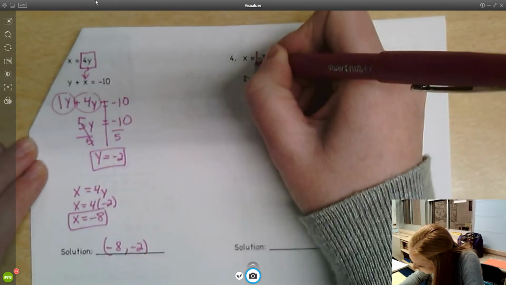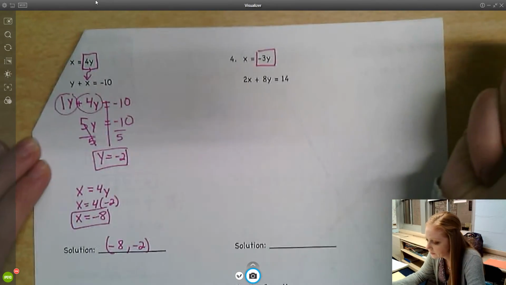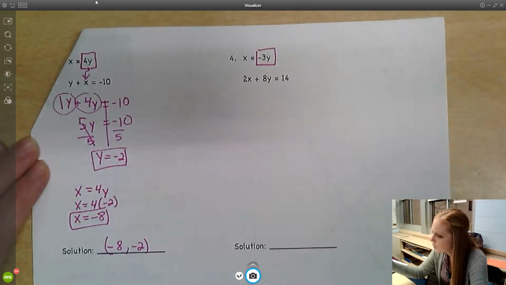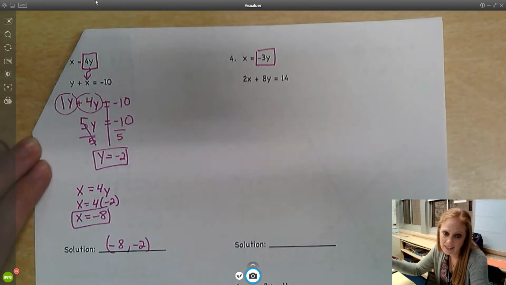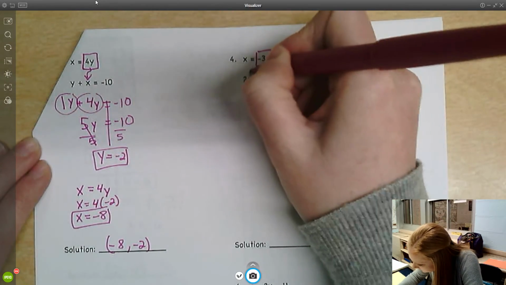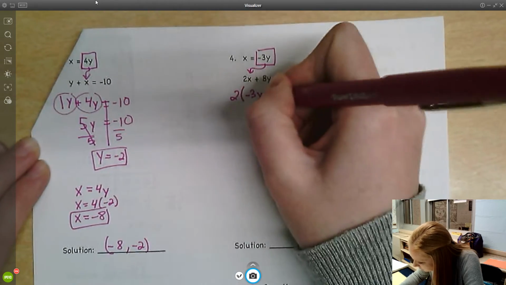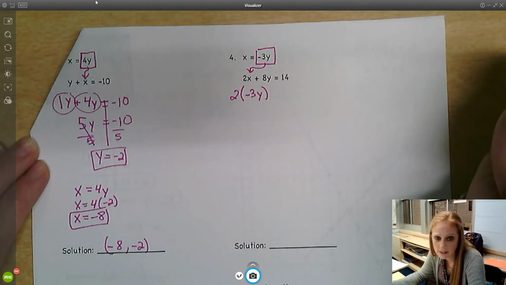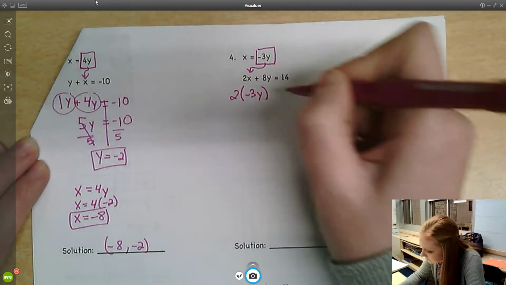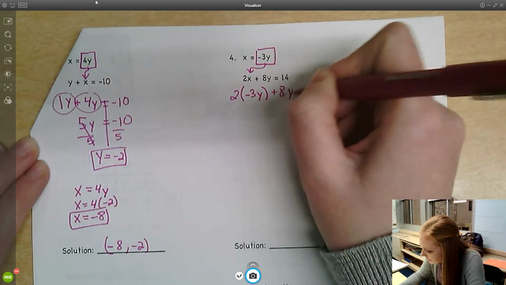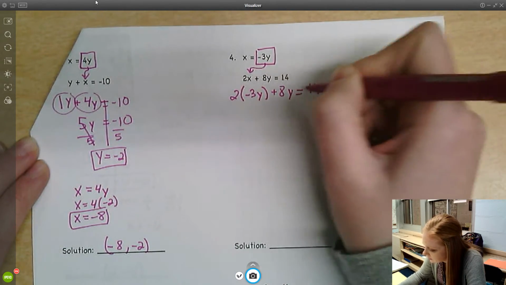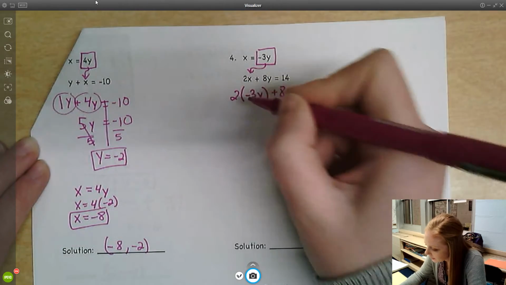Okay, for number 4, they're telling us that x equals negative 3y. So x is by itself, so we're going to work with that one. We're going to take that negative 3y and plug that in for x. So this would be 2 times negative 3y, right? Instead of x, we're writing negative 3y, plus 8y equals 14. Now we need to solve for y.